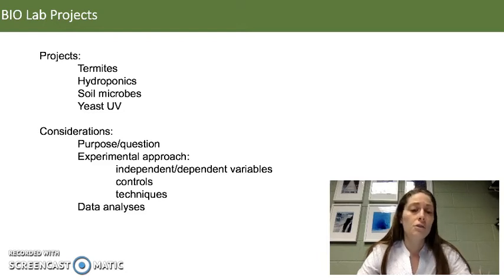The hydroponics experiment, the big picture overall purpose question was how can we best support growth of plants using hydroponics media, and how can we make it most cost efficient? So your experimental approach, your independent variable would be the type of media or the combination of media that you use to grow your plants in. Your dependent variable would be plant growth based on weight.